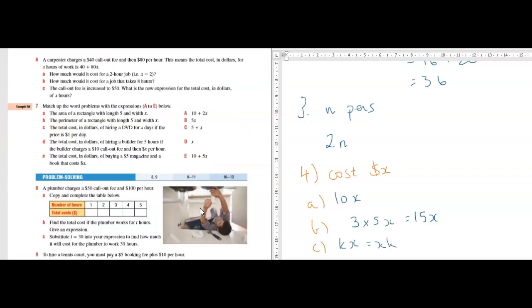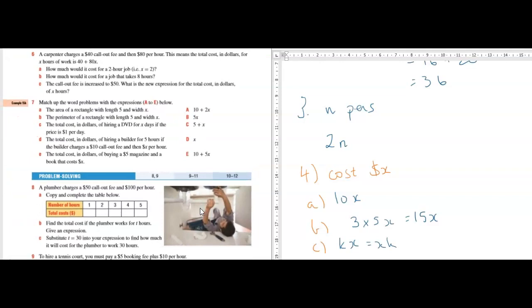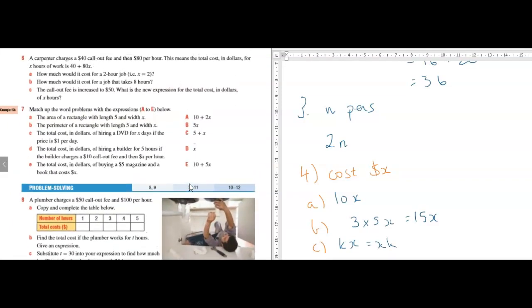So a carpenter, let's make it a bit bigger. Oh, come on, a little bit bigger. There we go. A carpenter charges $40 call-out fee and then $80 per hour. So a carpenter does woodwork in your house. So it might build a wall or something in your house. This means the total cost in dollars for X hours of work is 40 plus 80X.